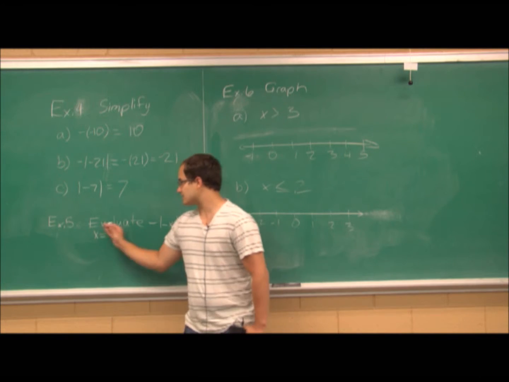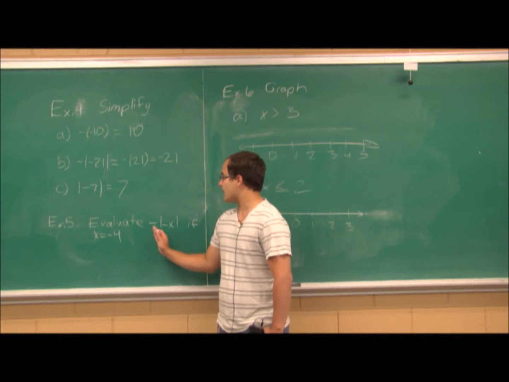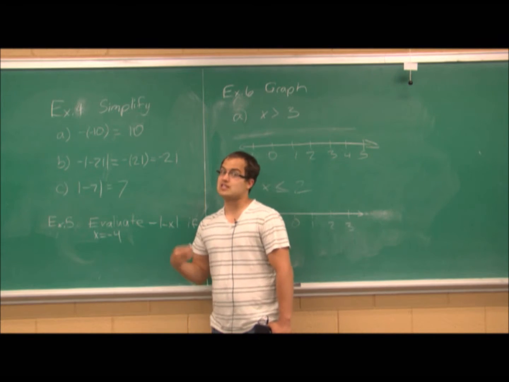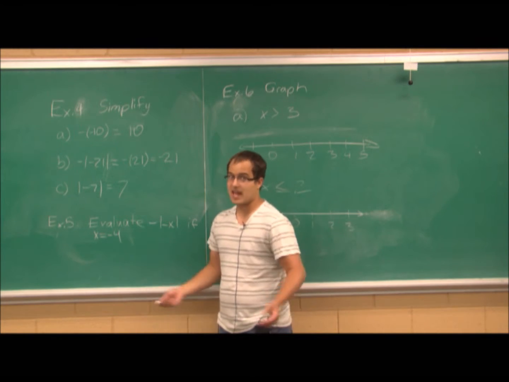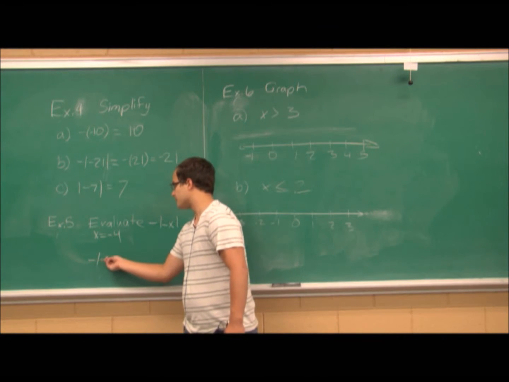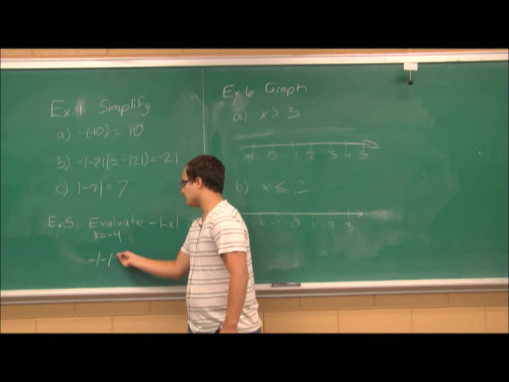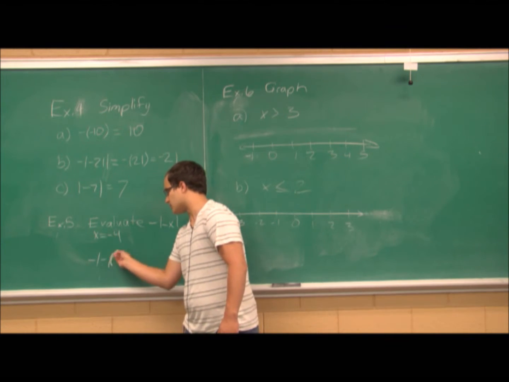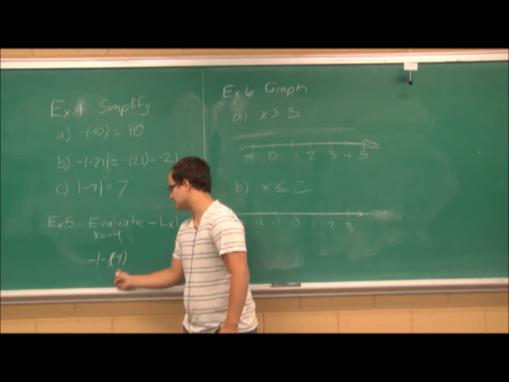Now example 5 is an evaluate problem. Evaluate negative absolute value of negative x if x equals negative 4. That's a lot of negatives. First thing I do is just substitute the negative 4 in for x. These are parentheses, not absolute value bars. I'm trying to make them curved.